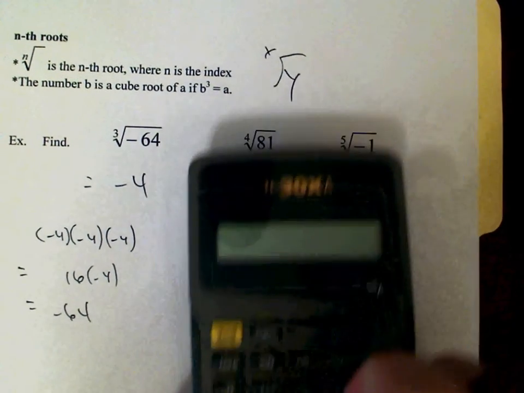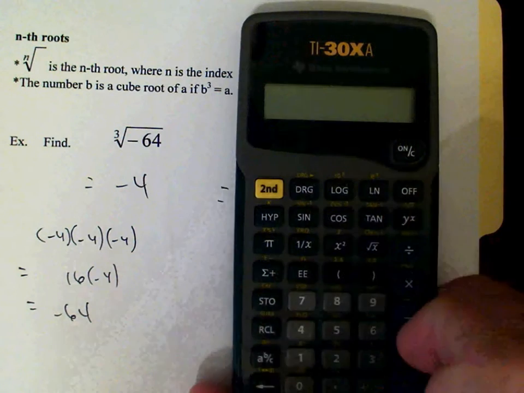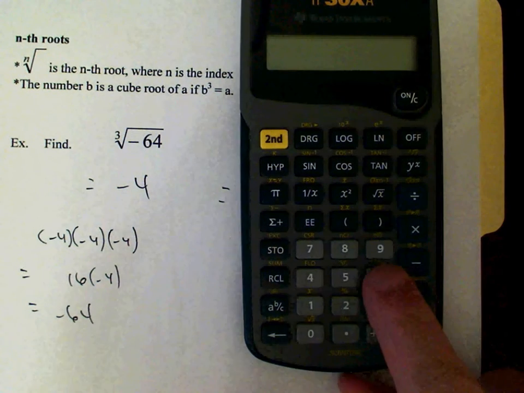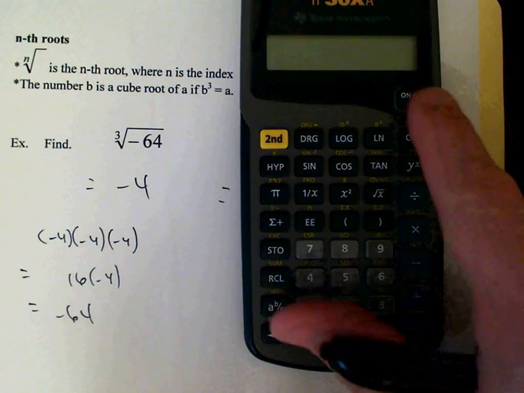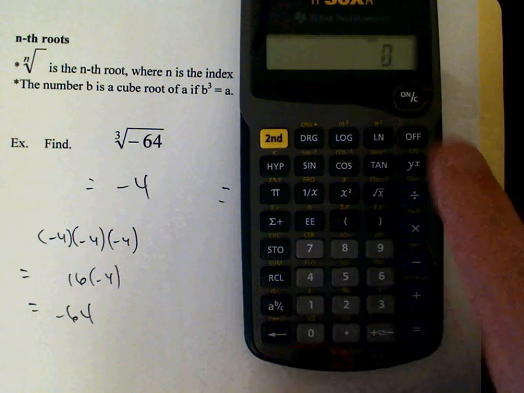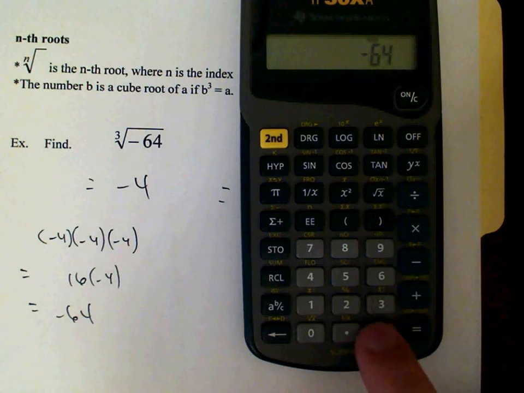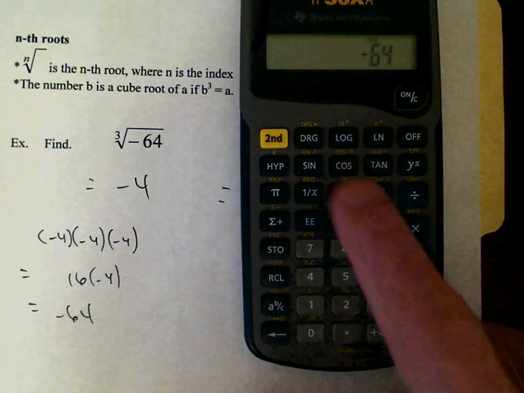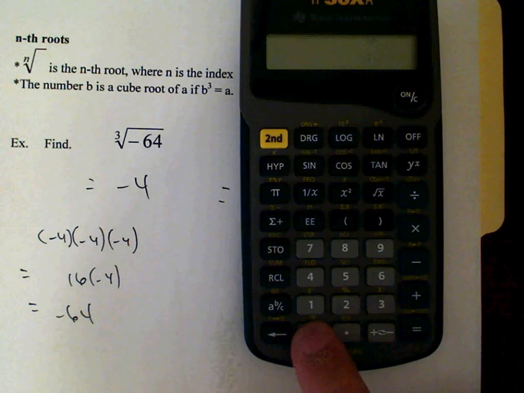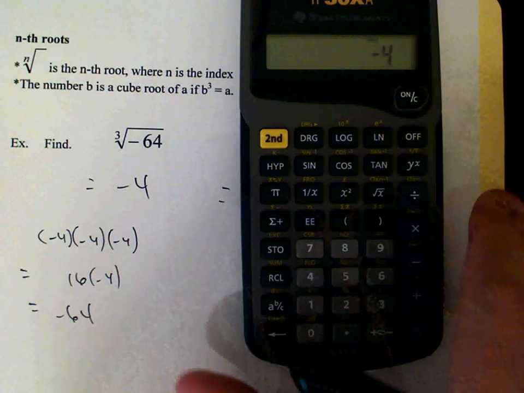So, if I want to do the cube root of negative 64, I'm going to turn it on first, clear it out, hit 64, negative. Then I'm going to hit second 0, because that's where the cube root key is. Then it gives me the answer negative 4. I'm going to clear it out.